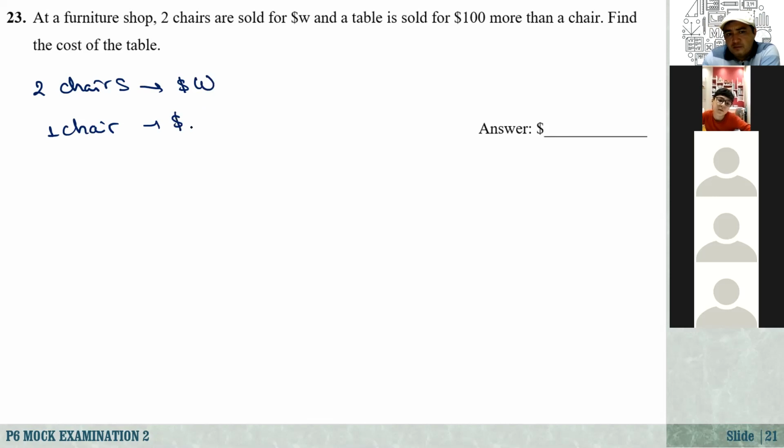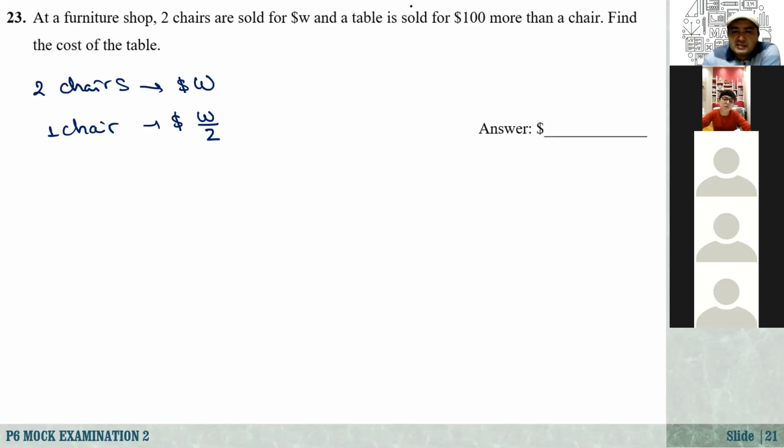One chair is sold for $100 more than a chair. No, answer my question first. I'm saying that if you paid $W for 2 chairs, how much would you pay for 1 chair? One chair is W. Can I say $W divided by 2, or just 1/2 W? So that's W/2, right? Because if 2 chairs cost, let's say, $100, 1 chair costs $50. How do I get 50? Just divide 100 by 2.